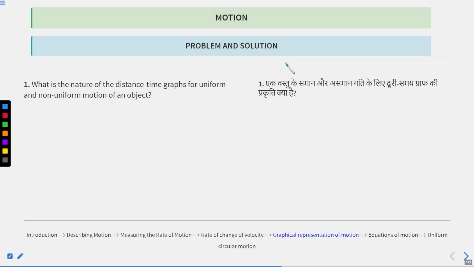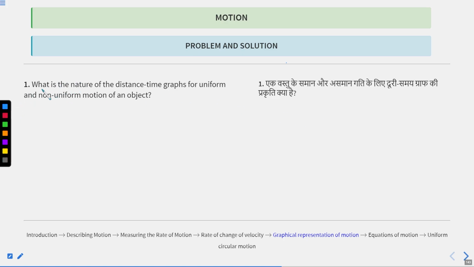Hello and welcome class. So we were doing chapter number 7, motion, and in the last class we studied graphical representation of motion, and we learned about the distance time graph and the velocity time graph. In today's class we will solve a few questions and then we will learn about equations of motion. So let's begin. These questions are from the topic graphical representation of motion.